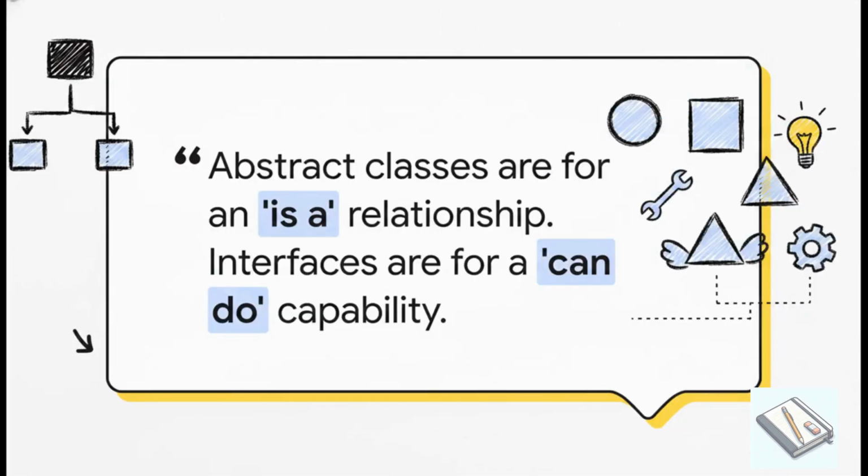Let that one sink in. If you walk away with just one piece of advice today, make it this. Abstract classes are about identity, about what something is. Interfaces are about capability, about what something can do. Identity versus behavior. That's the whole ballgame.